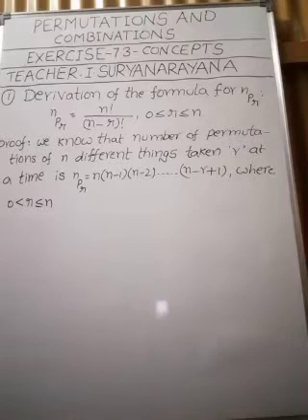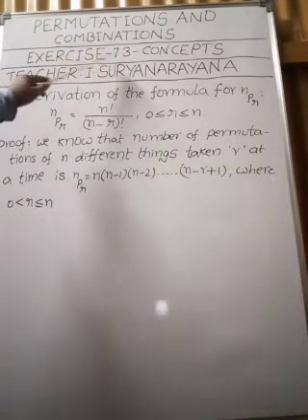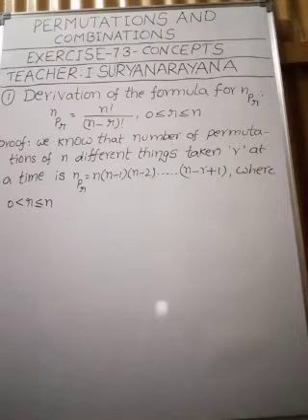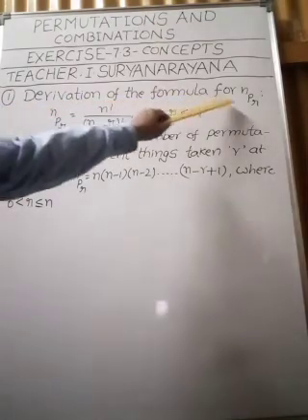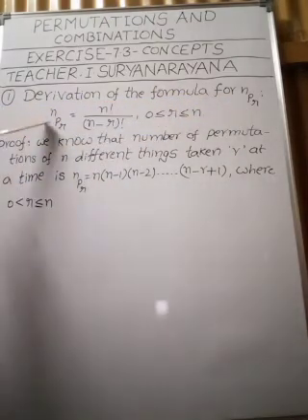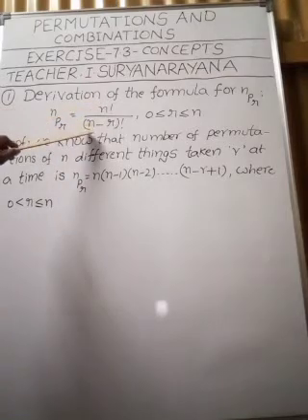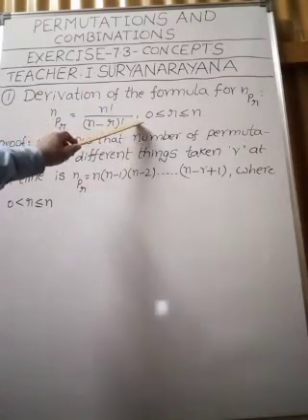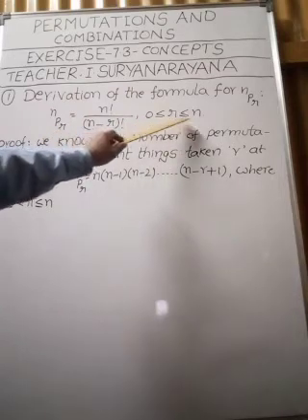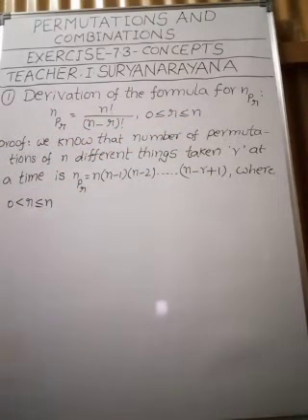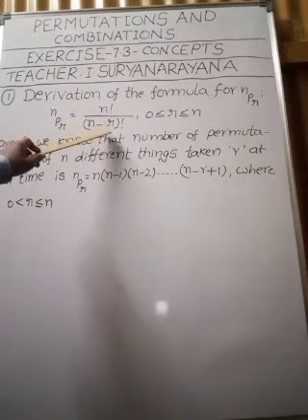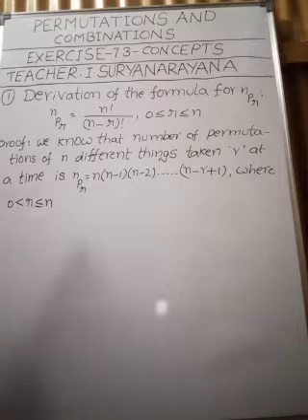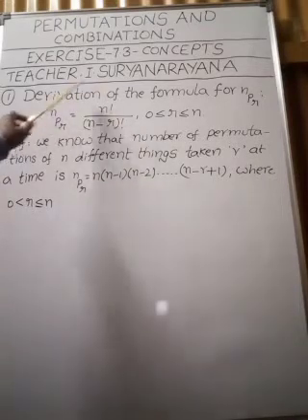Now come to this exercise, the concepts of exercise 7.3. Are you ready to listen to the class? Right. See the first point: derivation of the formula for nPr. That is, nPr is equal to n factorial by (n minus r) factorial, where 0 is less than or equal to r, which is less than or equal to n. Okay, so this is the formula for nPr, n factorial by (n minus r) factorial. Let us prove, let us derive this formula.